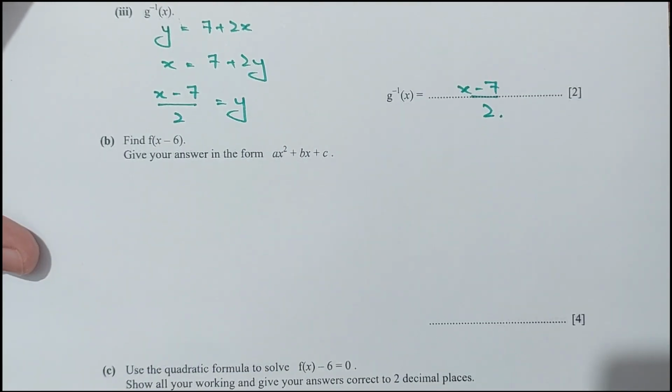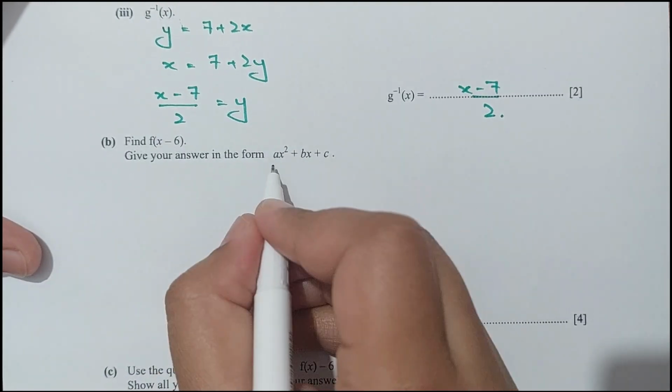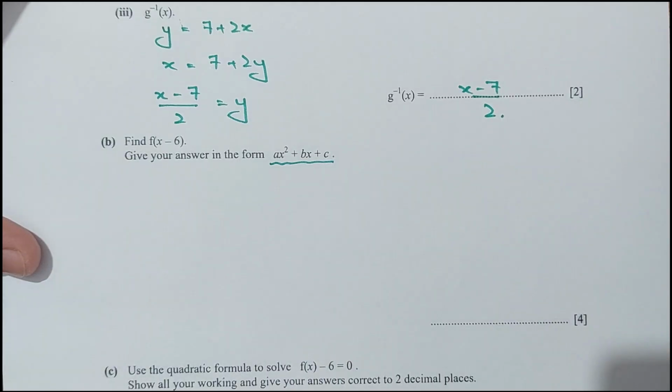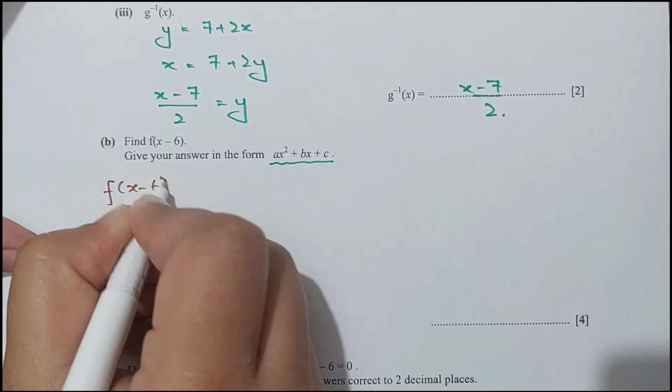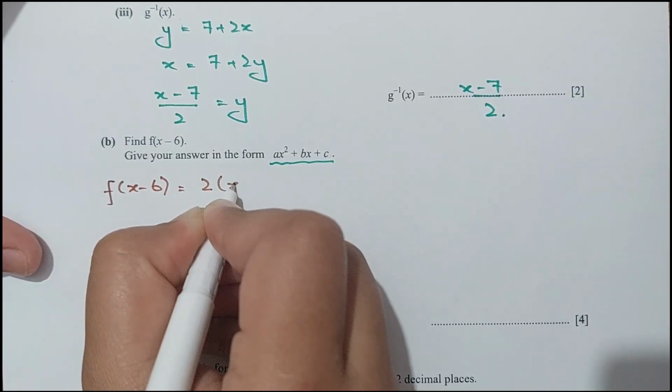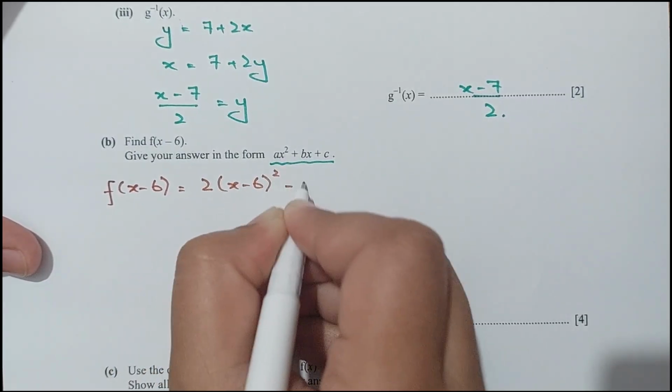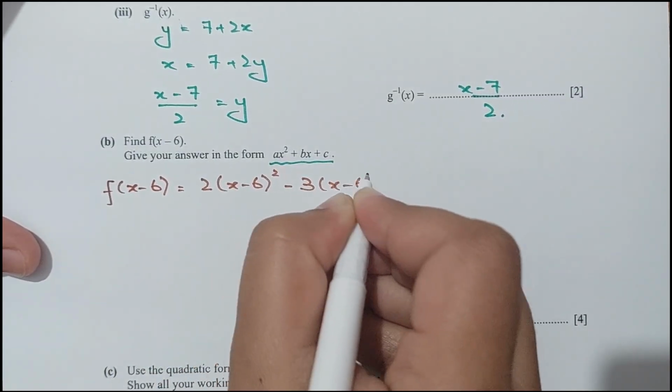Part B, find f of x minus 6. Give your answer in the form ax squared plus bx plus c. Okay, so f of x minus 6 would be equal to 2 into x minus 6 whole squared minus 3 into x minus 6.